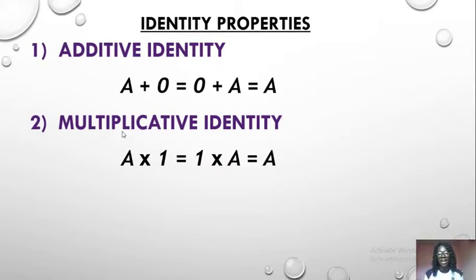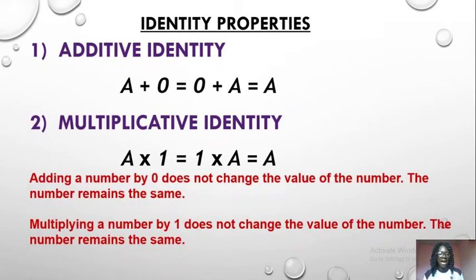A. So if my a is 3, I will have here 3 multiplied by 1 equals 1 multiplied by 3, and which will be what? 3. So all in all, adding 0 to a number does not change the value of that number. The number remains the same. And multiplying a number by 1 does not change the value of that number. The number remains the same.